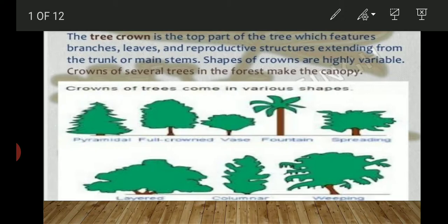The crown of a tree is the branches, twigs and leaves at the top of the trunk of a tree. They make the crown, and the shape of the crown is generally affected by the climate in which a tree grows. For example, the crown of the trees near the equator is almost flat at top. You can see here there are different types of crown of trees.